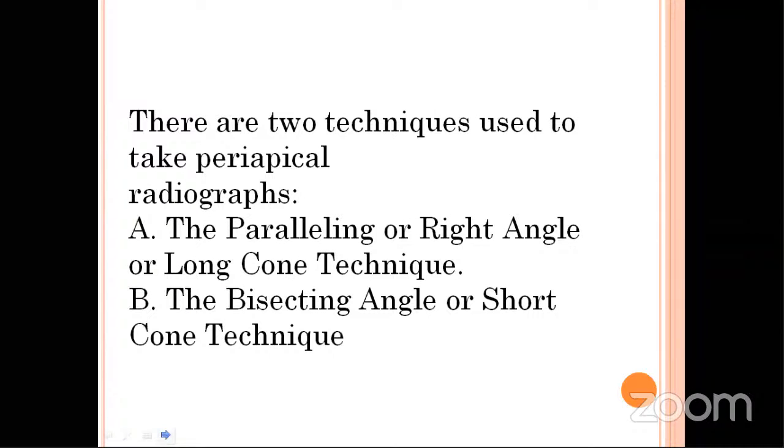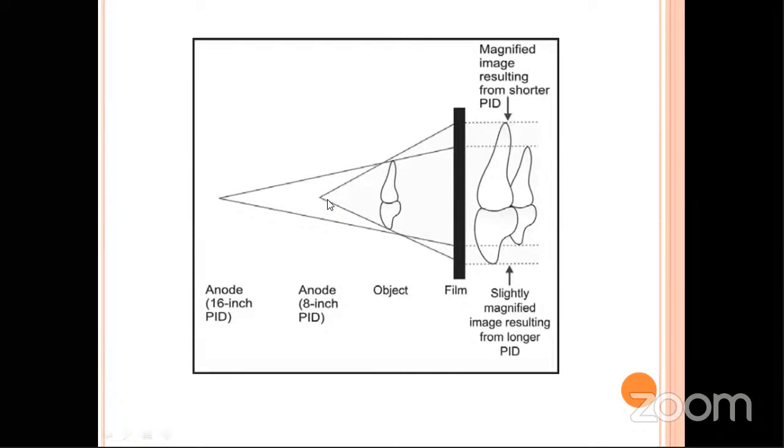The two techniques are the paralleling or the right angle or the long cone technique. The bisecting angle technique is also called the short cone technique. Okay. So if the position indicating device is about 8 inches, then the resultant image will have so much magnification compared to the object. And if it is almost 16 inches, that is if the distance is much greater, the resultant image magnification will be less compared to the previous technique. So the paralleling technique is more superior than the bisecting angle technique.